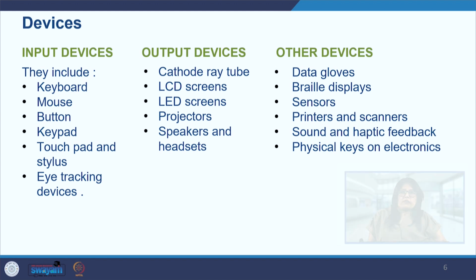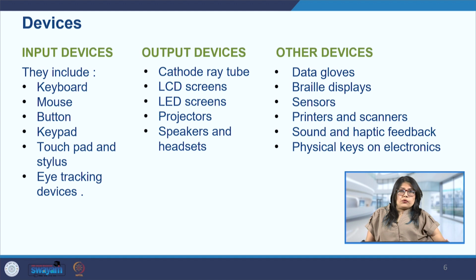There are some other devices as well apart from these input and output devices that are used in the area of research, and they have several benefits and applications in the area of education, gaming, and also healthcare. We'll take a few examples and discuss some of these devices. The first is the data glove. These are wearable devices that allow users to interact with digital interfaces by manipulating their hand gestures.